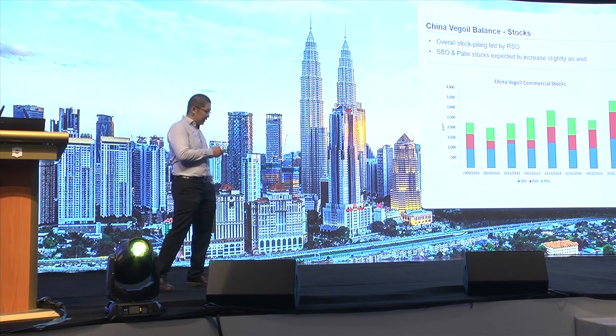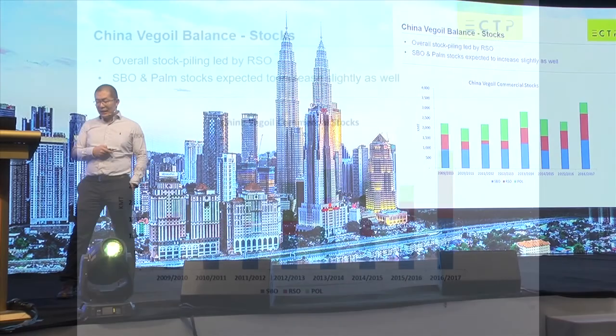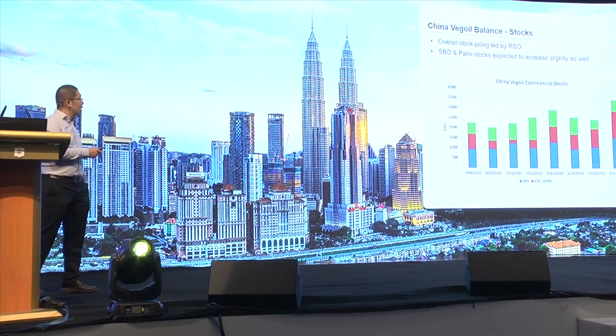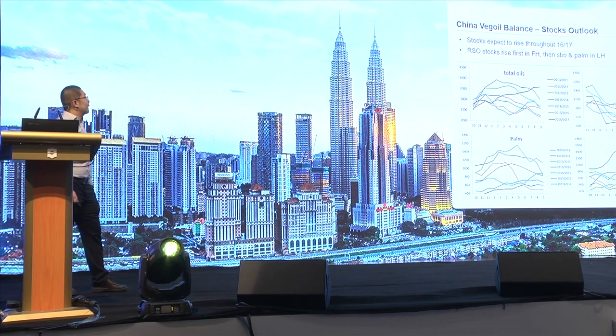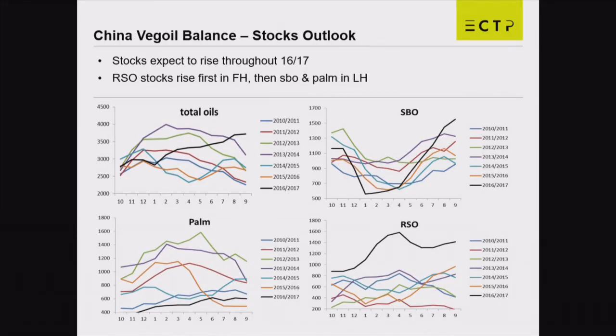Okay, in terms of stocks, we've covered a bit. So in 15, 16, we have stocks drawing down, and in 16, 17, we expect the stocks to go up by almost 1 million tons. This is mainly from rapeseed oil. Stocks in the monthly chart, I'll skip that.